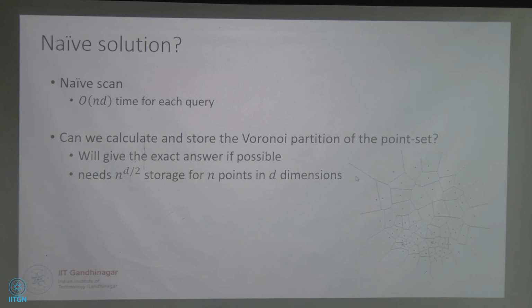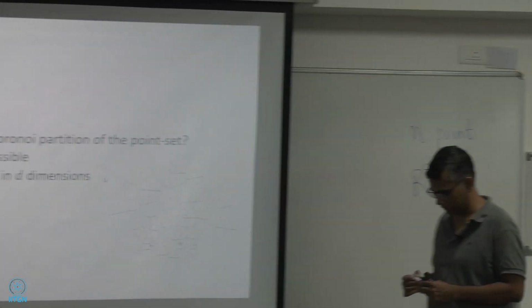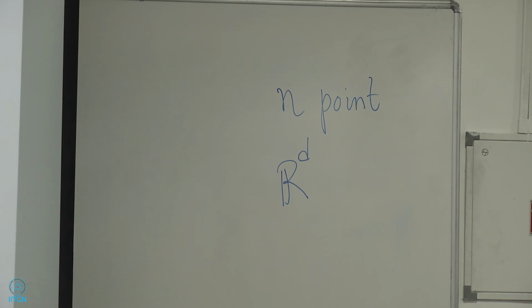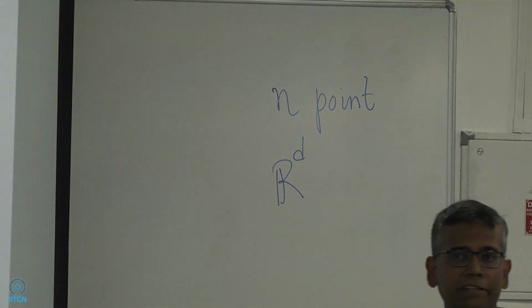What is a naive solution for this? Okay, so here's one naive solution. Suppose there are n points. So n is the number of points, and I forgot to write this, and d is the dimension in which each of these points lie. Okay, so naive scan would take nd time.